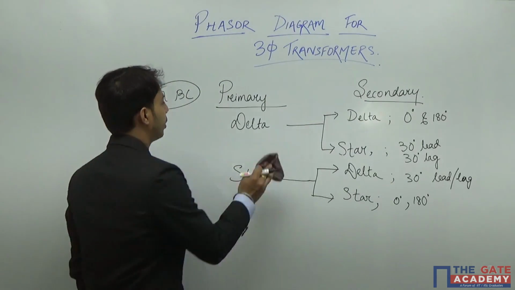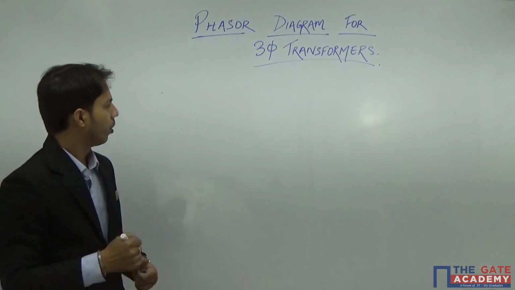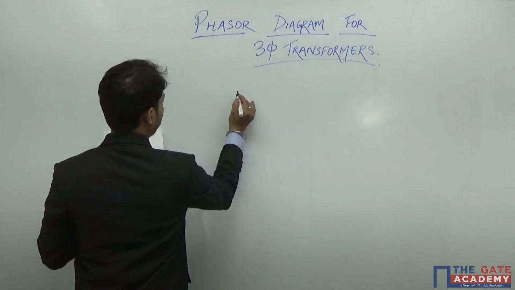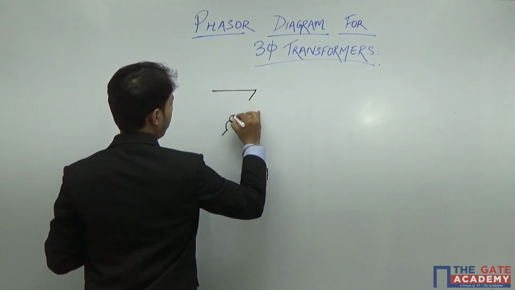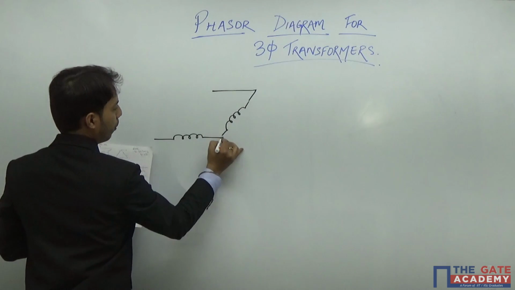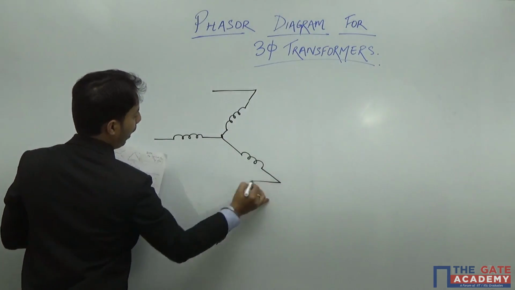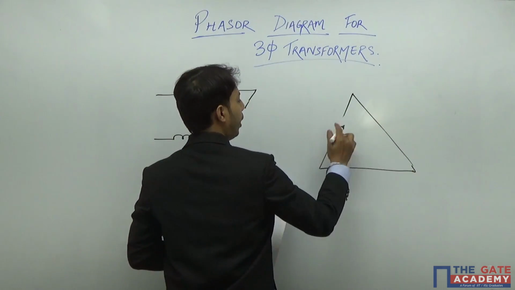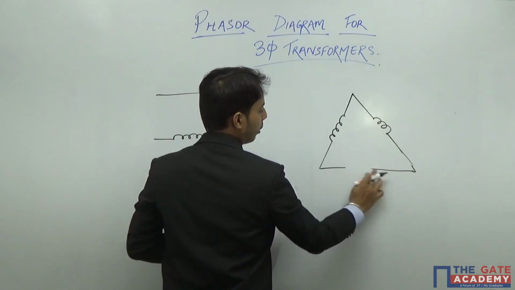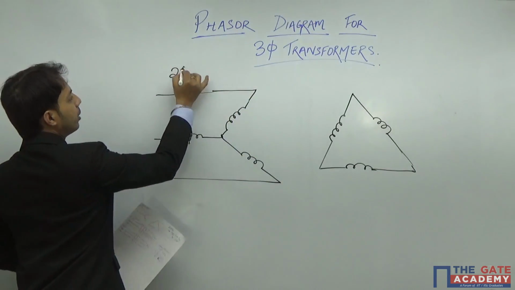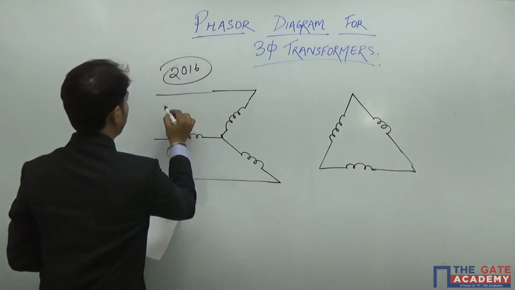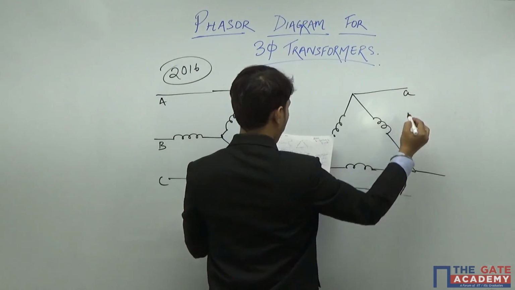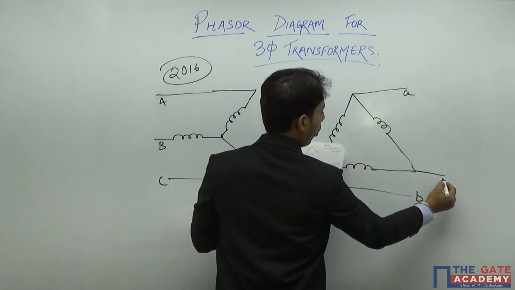So let us see what type of questions come in GATE. So the type of questions that you may expect in GATE will be something like that. Say the primary of this is the primary, and as we can see, it is star connected, whereas I have a delta connection here. There are some windings here, here, and here. Now this is a 2016 question. I'm taking it as an example to show how the questions come for GATE. Now this is small a, this is small b, and this is small c.